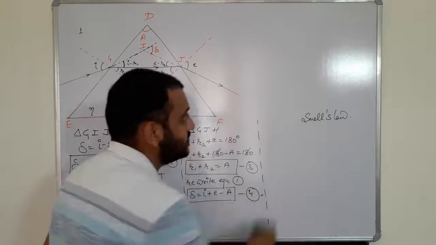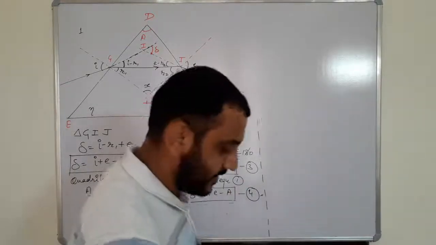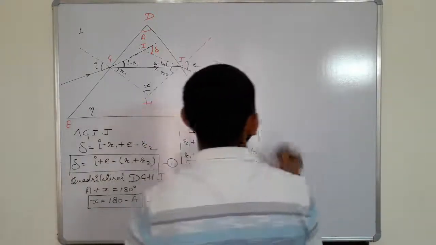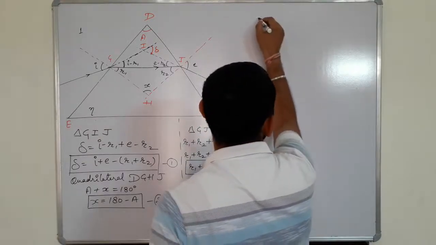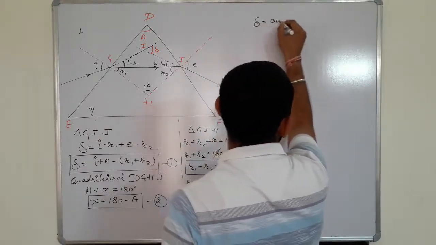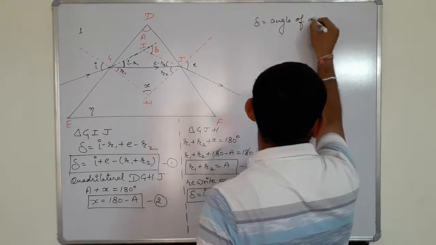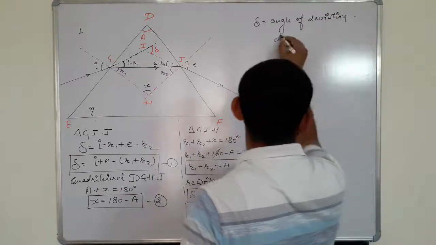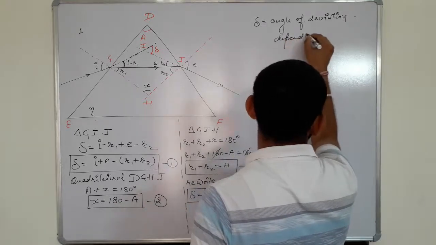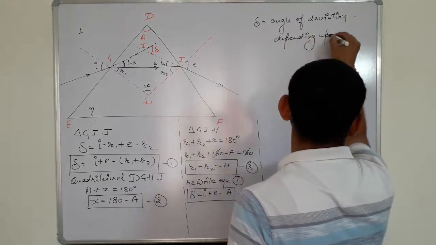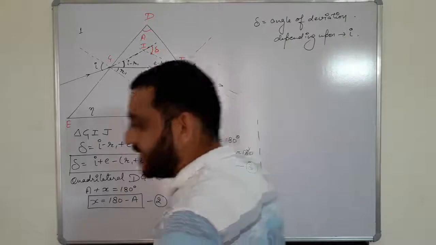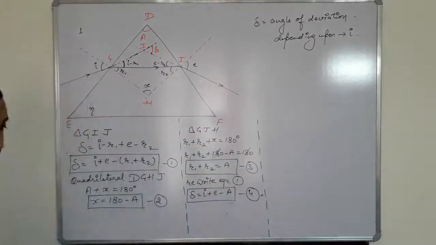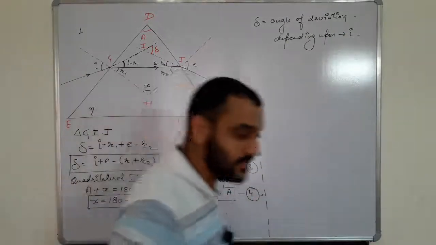Now what happens actually when we plot a graph? What we observe is that delta, which is our angle of deviation, is depending upon the angle of incidence, that is, depending upon I. And what is that particular dependency?